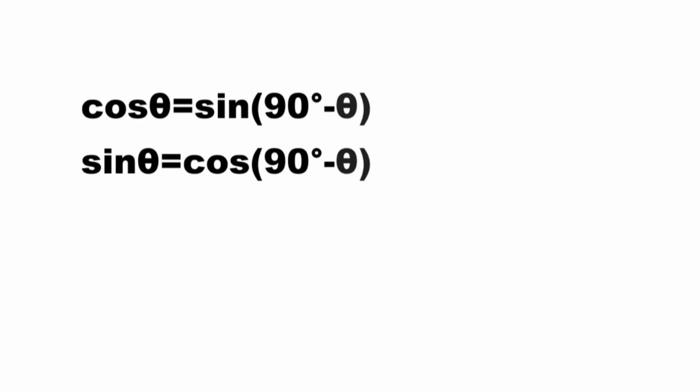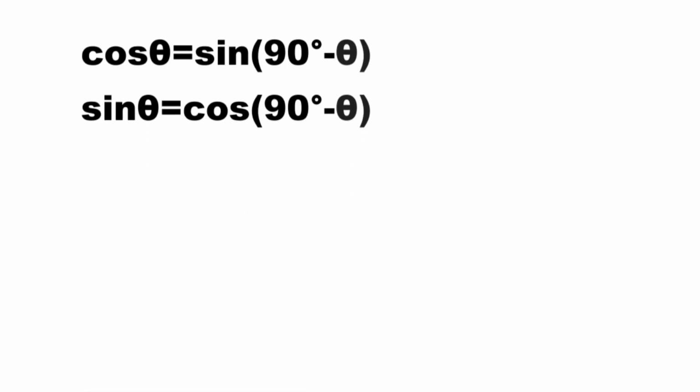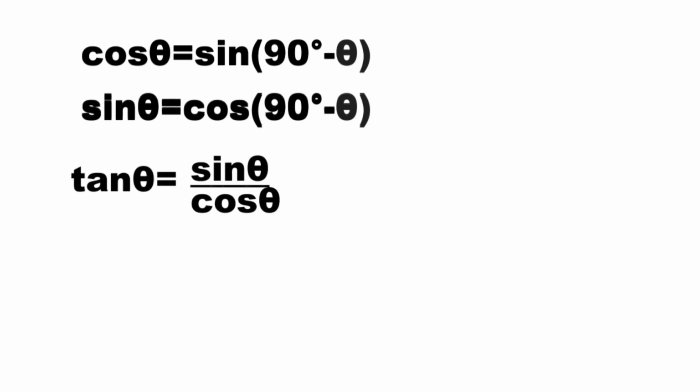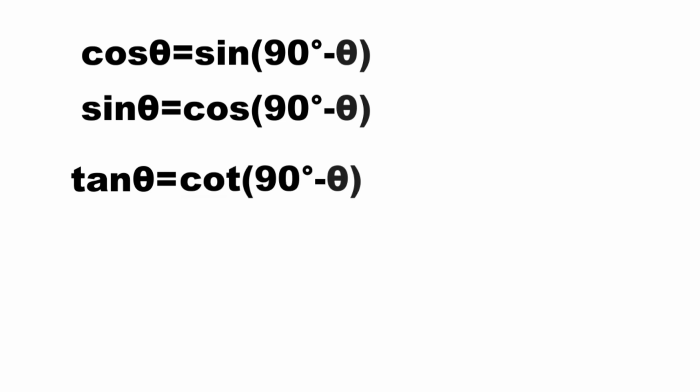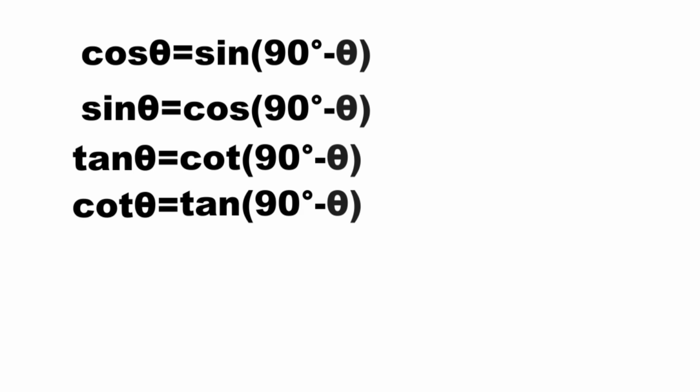From cosine theta is equal to sine of 90 degrees minus theta and sine theta is equal to cosine of 90 degrees minus theta, we can derive the other cofunction identities like tangent theta. We know that tangent theta is equal to sine theta over cosine theta, but sine theta is equal to cosine of 90 degrees minus theta and cosine theta is equal to sine of 90 degrees minus theta, so tangent theta is equal to cotangent of 90 degrees minus theta. Then you can interchange as cotangent theta is equal to tangent of 90 degrees minus theta.